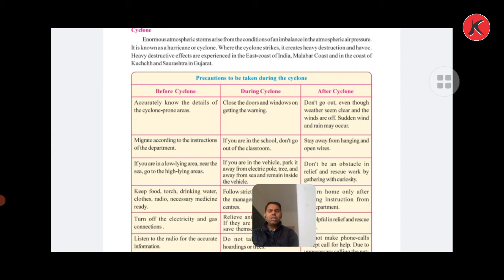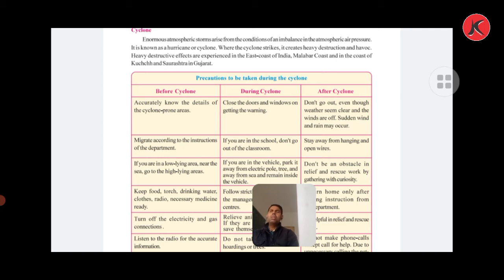Migrate according to the instructions of the department. We have to listen to the news from the air departments and the weather departments, and follow such instructions. If you are in a low-lying area near the sea, go to high-lying areas. Suppose we are staying in a low level area, then we cannot stay there, we have to go to high lying areas. Keep food, torch, drinking water, clothes, radio, and necessary medicines ready.